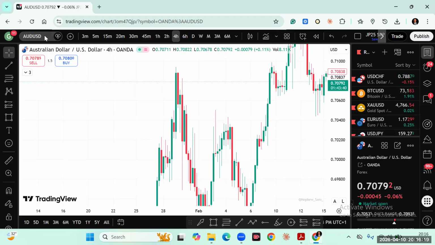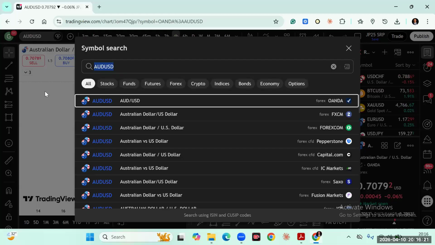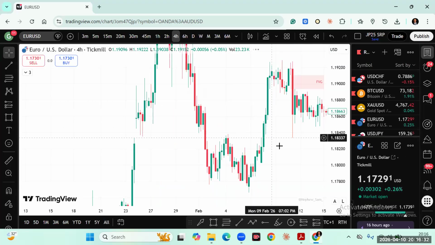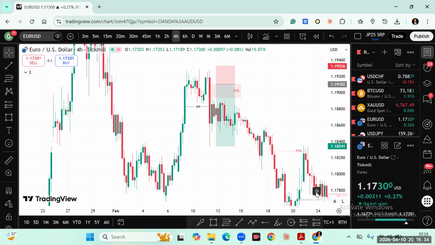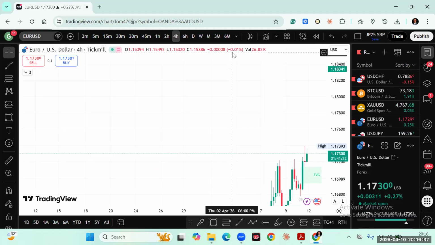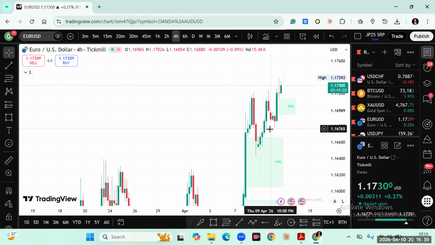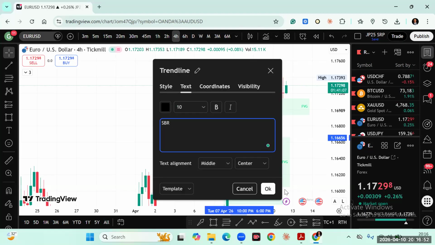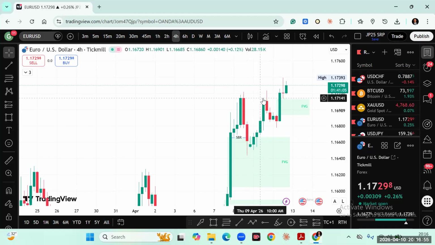But okay, let's look at EU and what happened today. So this is not what we are teaching. EURUSD. So let's look at EU and why I call that sell. So EU came here and did a bearish liquidity grab, and this is SBR. And I now call the sell.